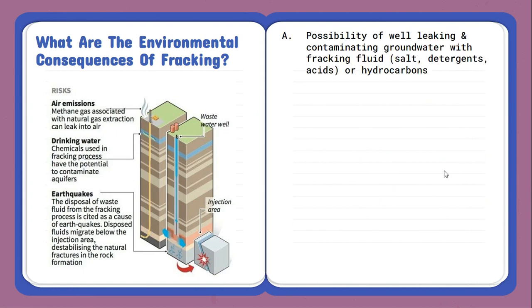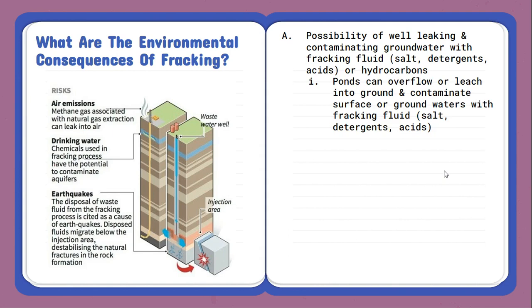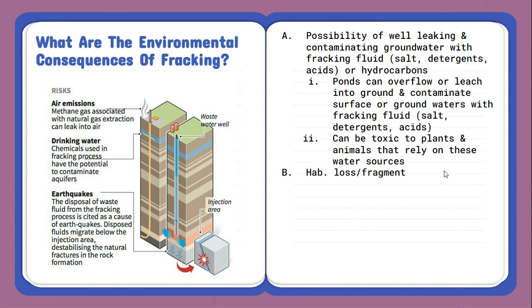So then lastly, what might be some environmental consequences of fracking itself? Here, the possibility of the wells leaking and contaminating groundwater with the fracking fluid is a very high possibility. Ponds, where they wind up storing some of the fracking fluid, can always overflow, leach into the soil, groundwater, and so on. Any of those items can be toxic to us, to plants, and nearby animals. Using hydraulic fracturing equipment can also contribute to habitat loss and habitat fragmentation.